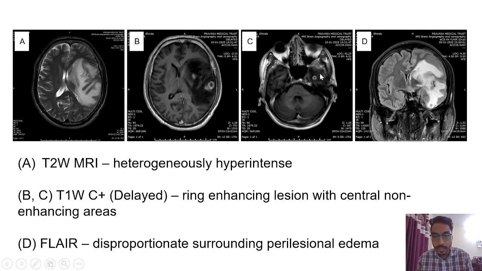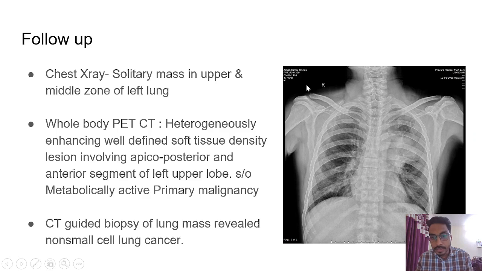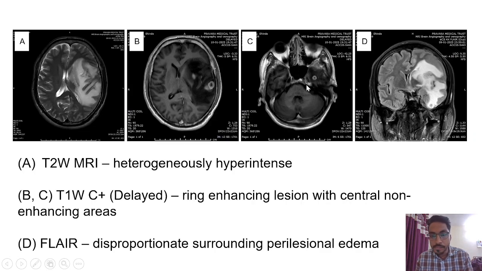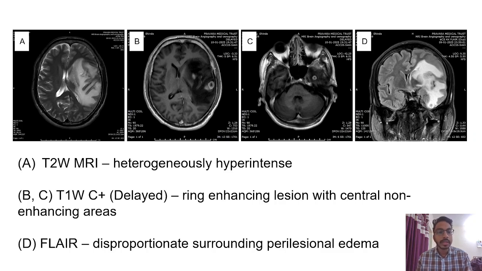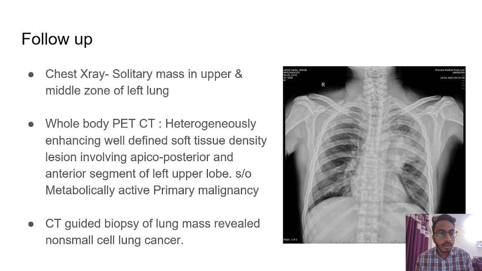We can also see the ring enhancing lesions in the anterior temporal lobe in this slide. The lesion is causing midline shift and also causing mass effect here, compressing the ventricles. On follow-up, a chest X-ray was done. A solitary mass in the left upper and middle zone of the left lung was noted.